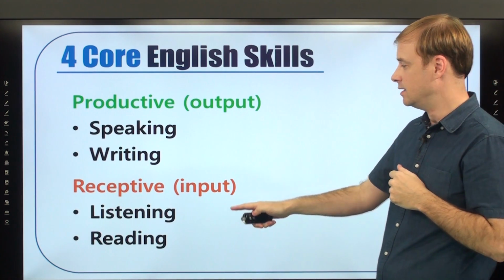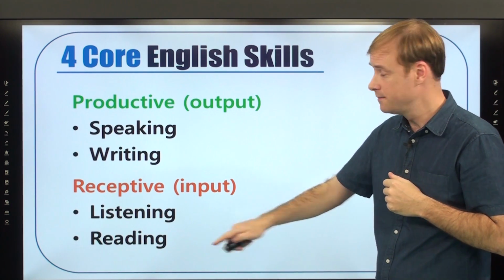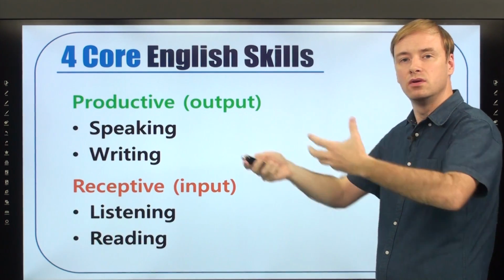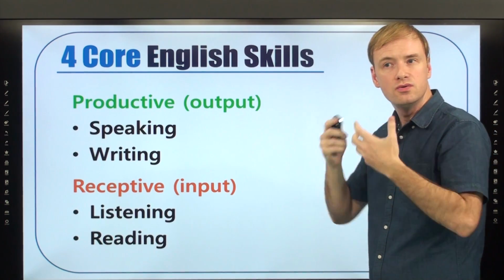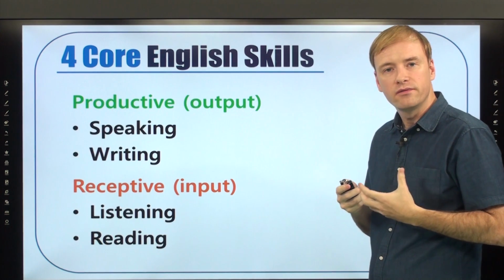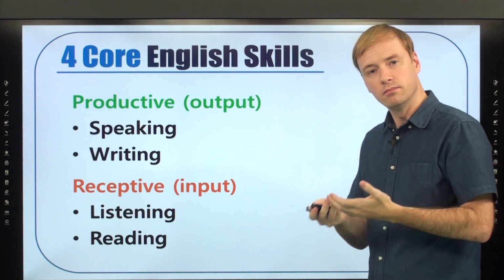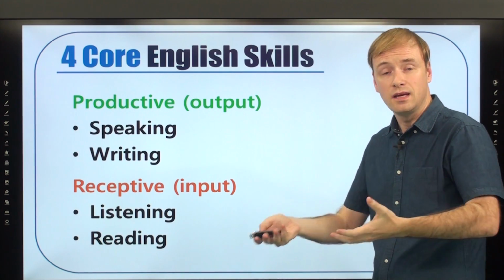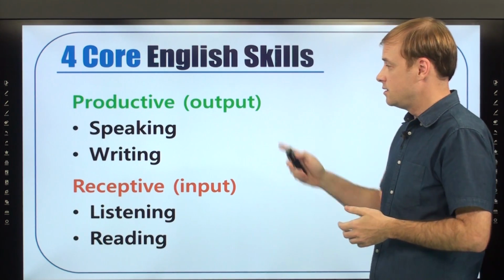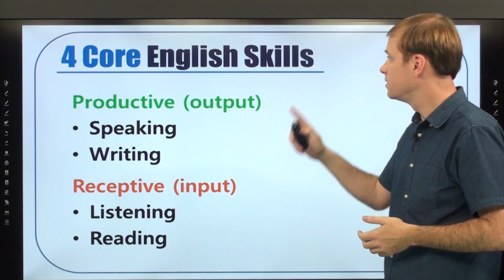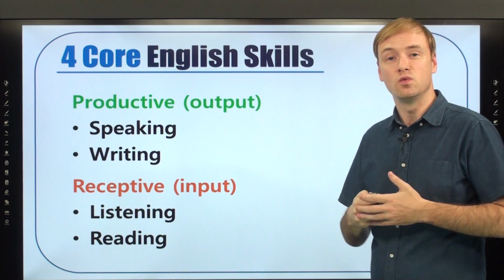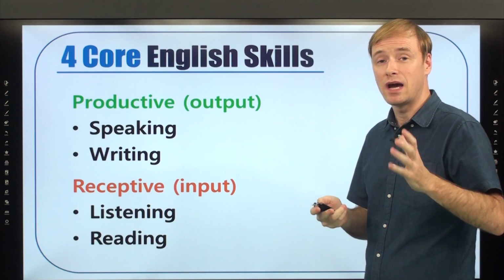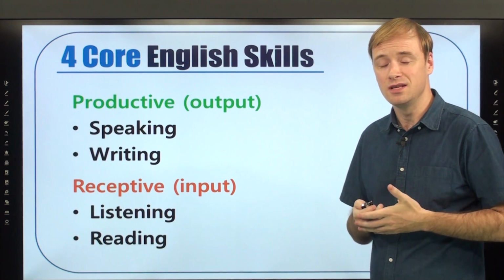The last 2, listening and reading, we call these receptive skills or input, okay? So you're listening to someone speak English and you have to understand. Or you're reading a book or a newspaper article and you have to understand what the information is. These are the 4 skills. They're called skills because with practice, we can get better, and I'm going to show you how to practice using these 4 skills.